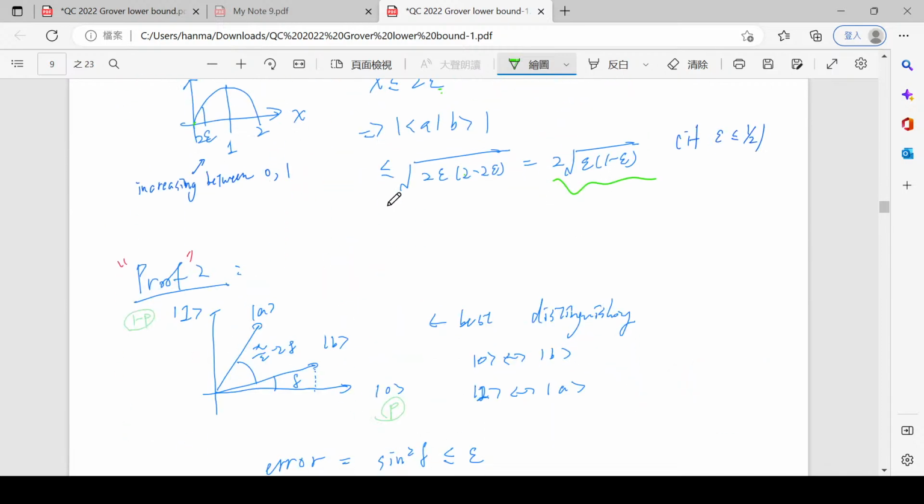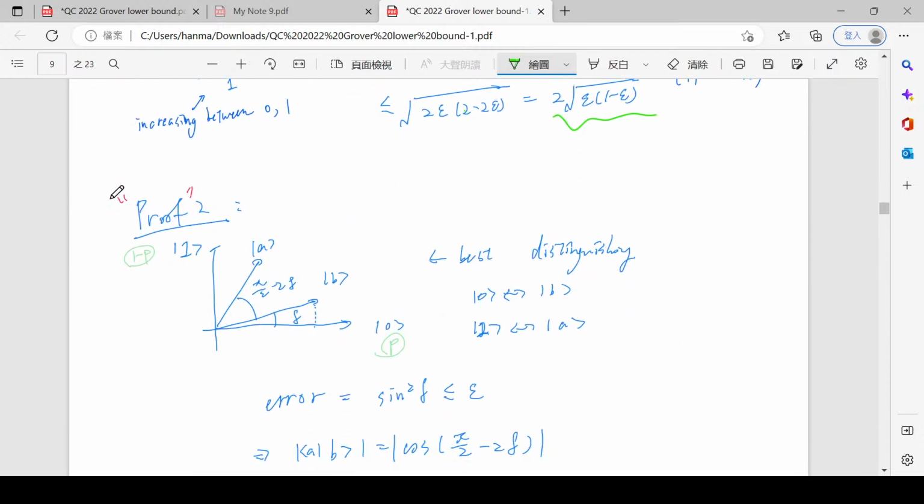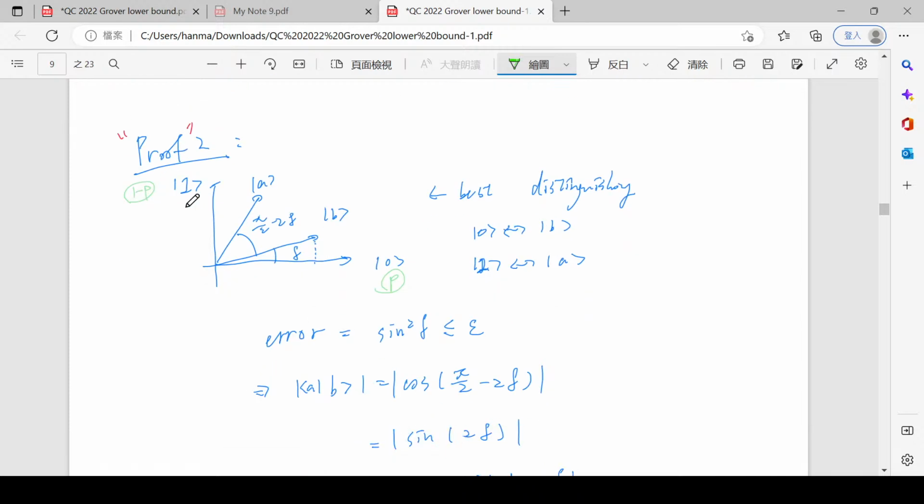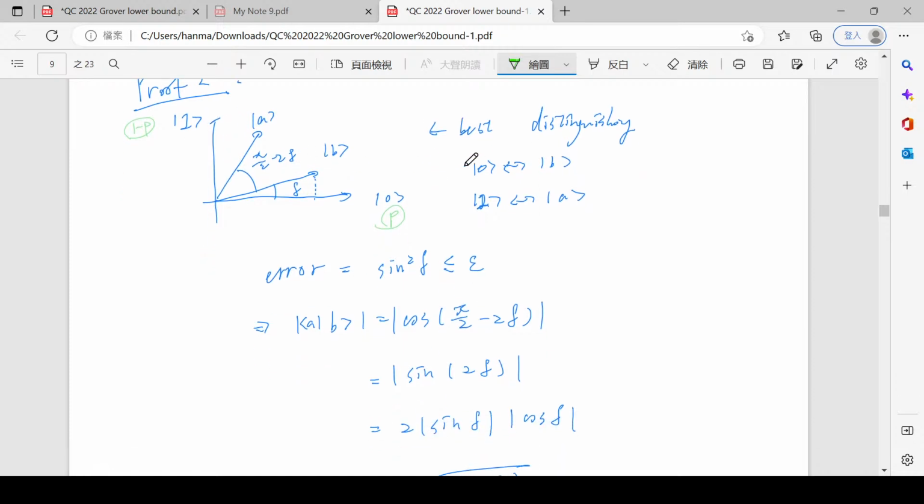So proof number two is actually not rigorous. That's why we have a quotation mark here. Okay? Proof number two is just thinking about, it's kind of a geometric view. Then we are thinking about what are actually the best measurements you can do to distinguish a state A and a state B.